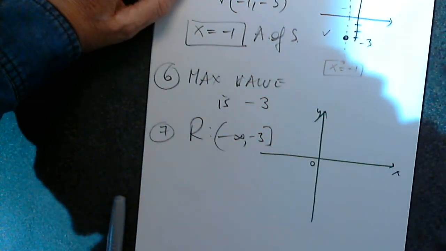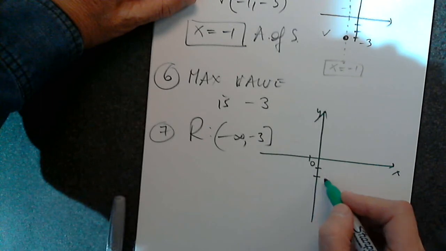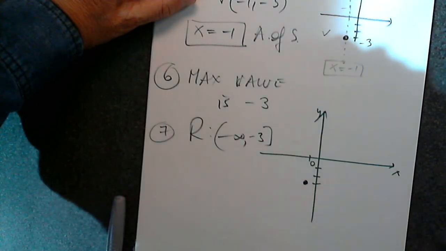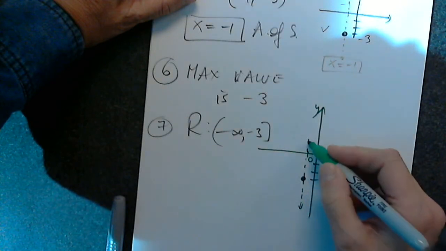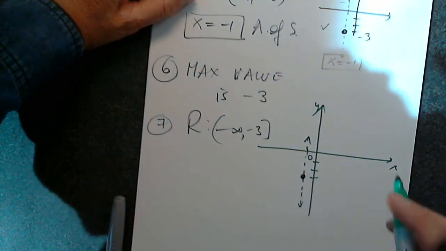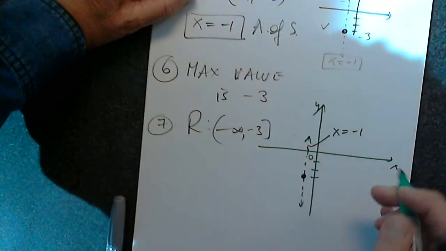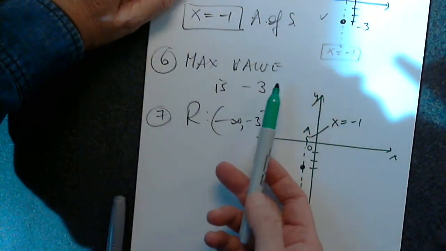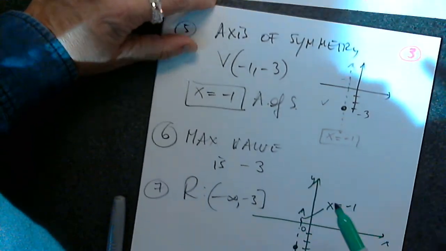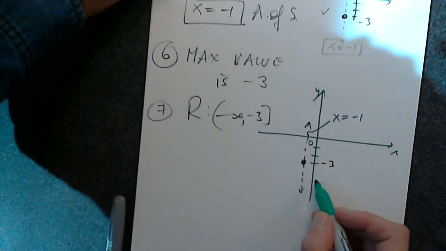We always start by graphing the vertex. Here it is. We continue by graphing a dashed line, not a solid line, which is the axis of symmetry, x equals negative 1. I only have one more point, which is 0, negative 5. So this is negative 3, 4, 5 right here.